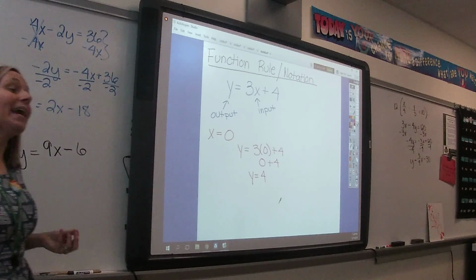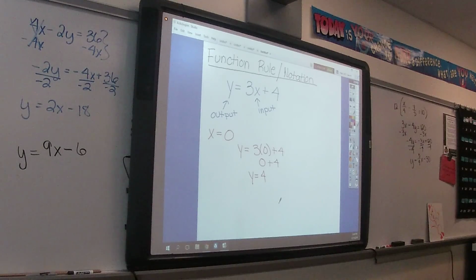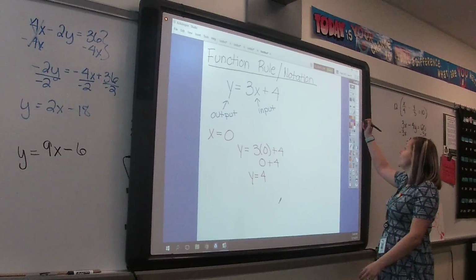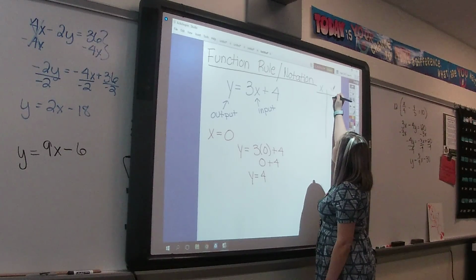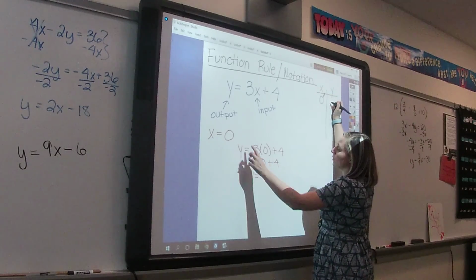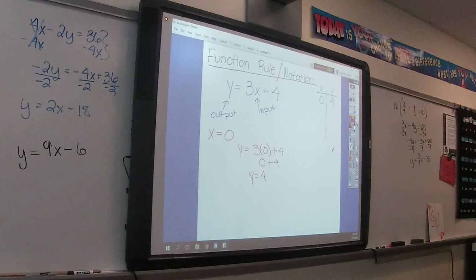We could then take this information and choose to represent it in any variety of formats. Maybe we decide that we want to represent this information in a table. So when x is 0, y is 4. We could represent that as an ordered pair, (0, 4). We could plot the point (0, 4). So when x is 1, y is 7?